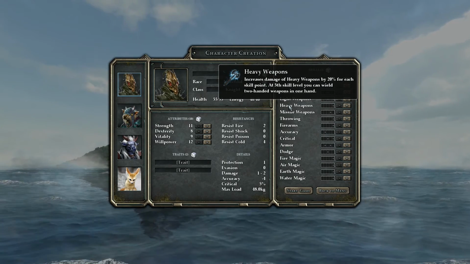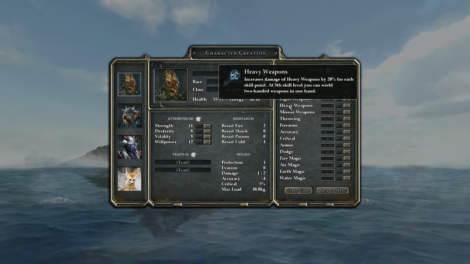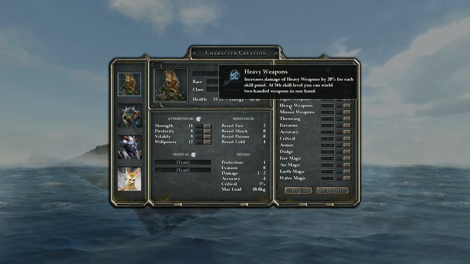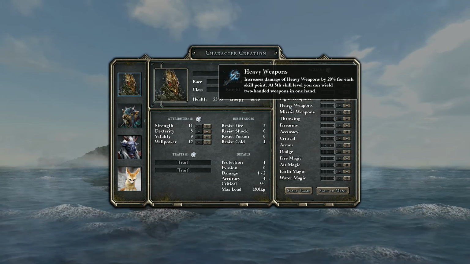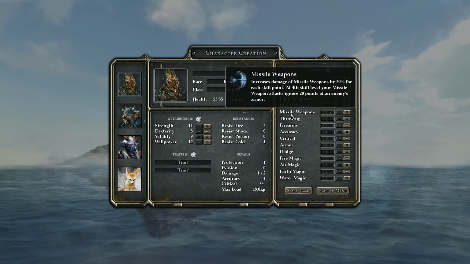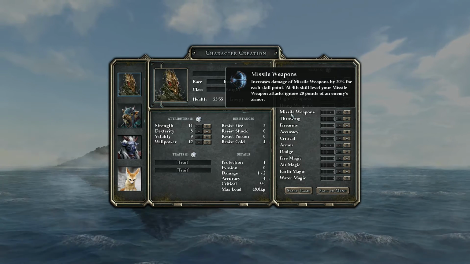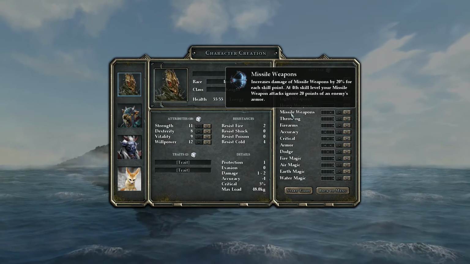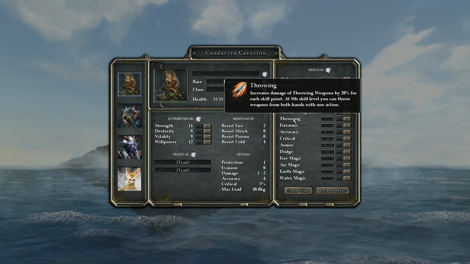Heavy weapons increases damage of heavy weapons by 20% for each skill point. At 5th skill level, you can wield 2-handed weapons one-handed. Missile weapons increases damage of missile weapons by 20% for each skill point. At 4th skill level, your missile attacks ignore 20 points of the enemy's armor.